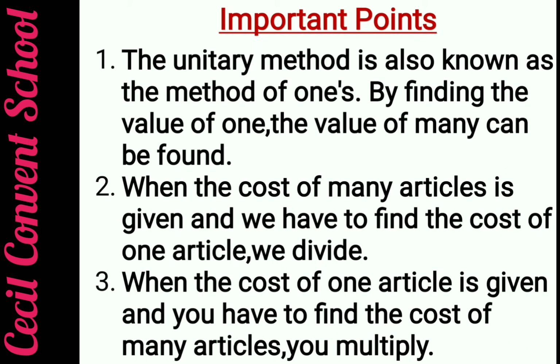Now second point, listen very carefully. When the cost of many articles is given, we have to find the cost of one article. How? By dividing. And when the cost of one article is given and you have to find the cost of many articles, by multiplying. On the basis of these points, we will do the questions of this chapter. Question number 1 is already done in your book. We will do question number 2 and 3. So see how we do.